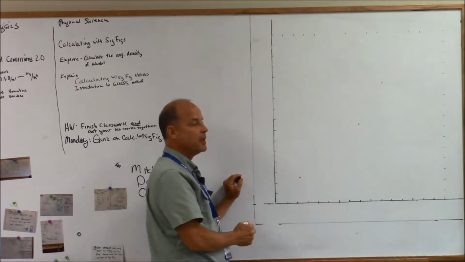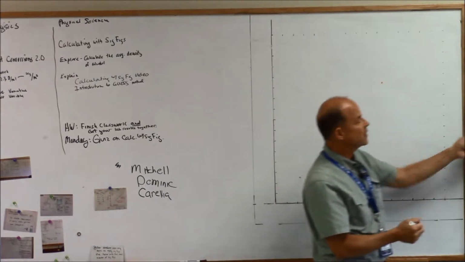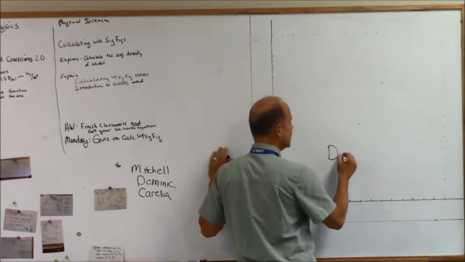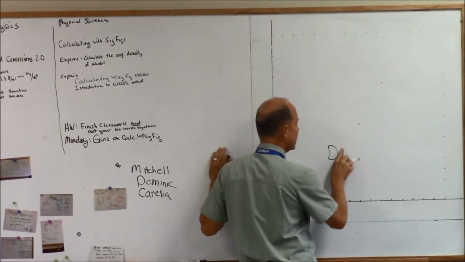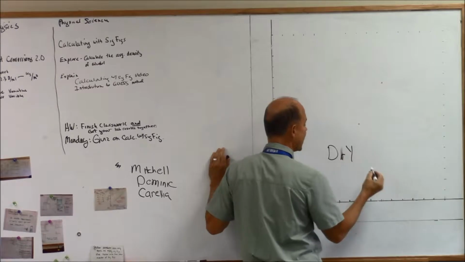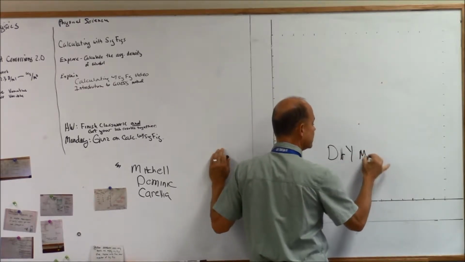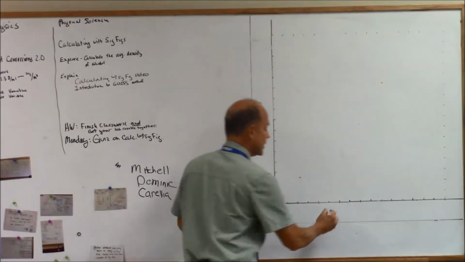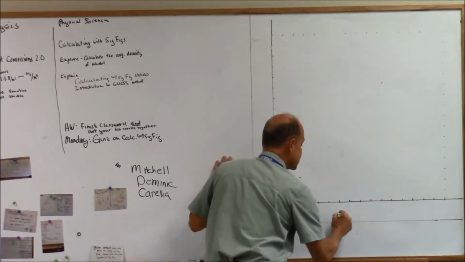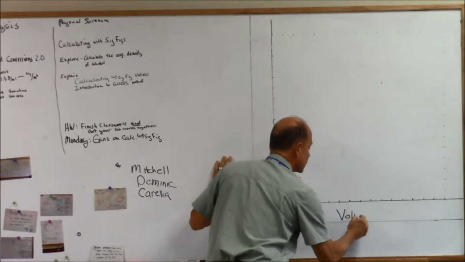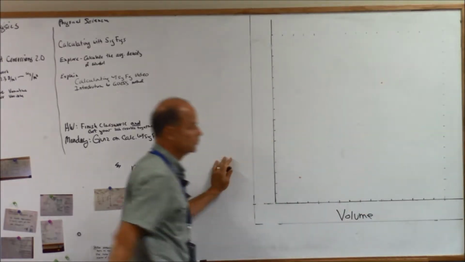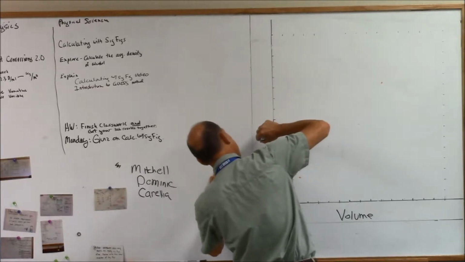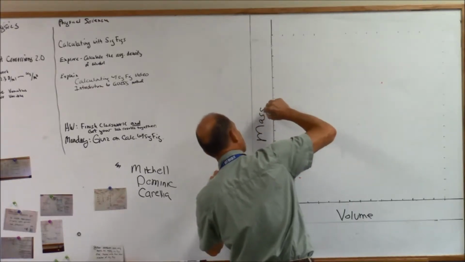volume is the independent variable, and some of you may have been taught in middle school this thing called DRY MIX. The dependent variable is on the y-axis, and the variable that you manipulate is the independent variable on the x-axis. The independent variable, the x-axis, is going to be the volume. And the dependent variable is going to be the mass.